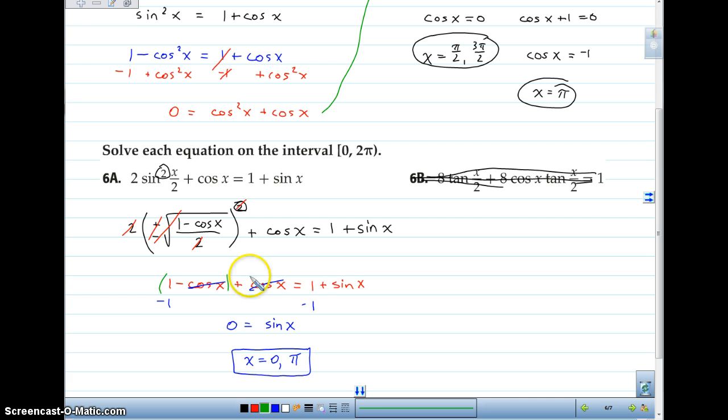Then we have to add cosine x to that and set it equal to 1 plus sine x, the rest of the equation. The cosines cancel. When we subtract the 1 over, we get 0 on the left side is equal to just sine of x, the only thing left on the right side. And we have a pretty easy equation there. Just find out when sine is 0, that's at 0 and pi.